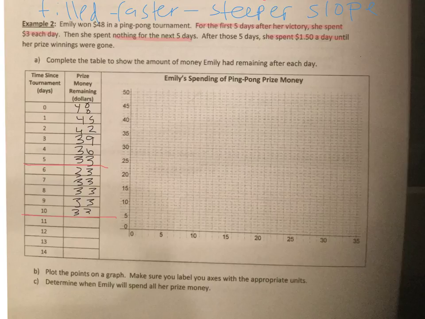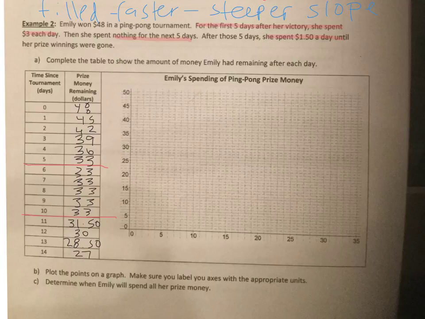And then after those 5 days, she spent $1.50 a day until her prize winnings were gone. So if she spent $1.50, we're subtracting $1.50 every time. That means on day 11, she would have $31.50. On day 12, she would have $30. On day 13, she would have $28.50. And on day 14, she would have $27.